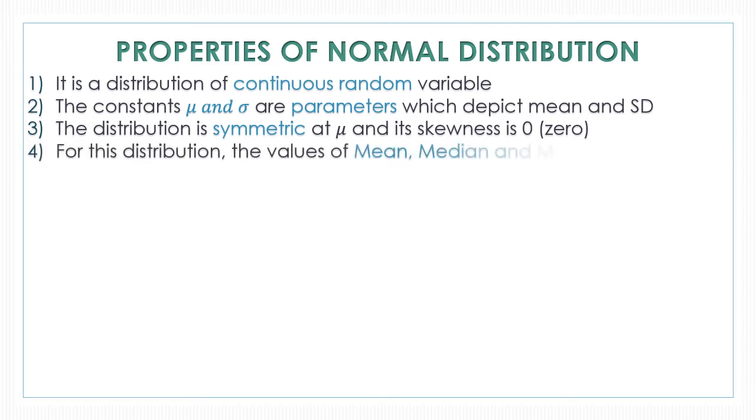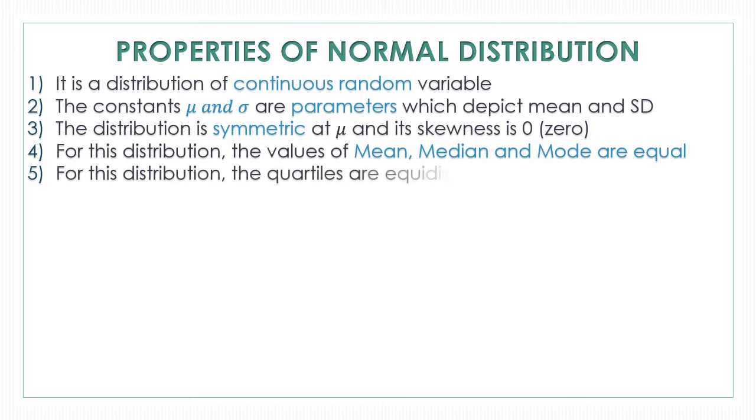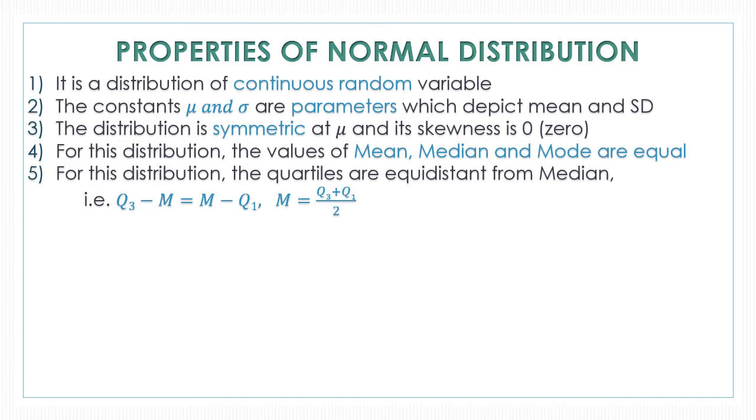For this distribution, the values of mean, median and mode are equal. We have studied in 11th that a symmetric distribution has mean, median and mode as equal values. So same thing, nothing new. For this distribution, the quartiles are equidistant from median, that is Q3 minus M is equal to M minus Q1, and therefore M is equal to (Q3 plus Q1) divided by 2. Once again, this is something we studied in 11th in the chapter of skewness for the characteristics of the symmetric distribution. We are just repeating the same things here.